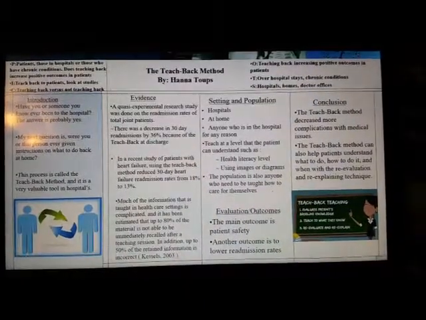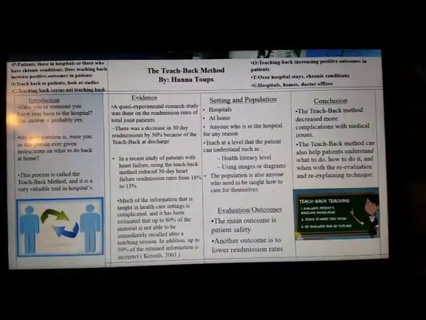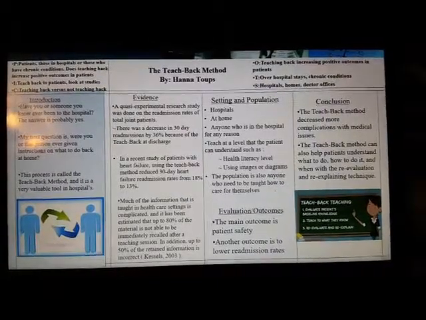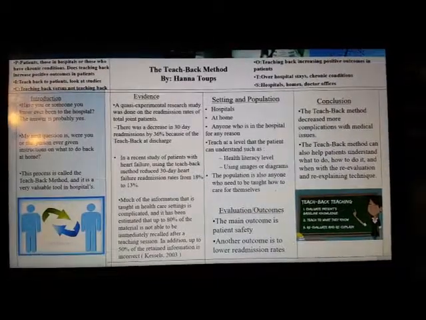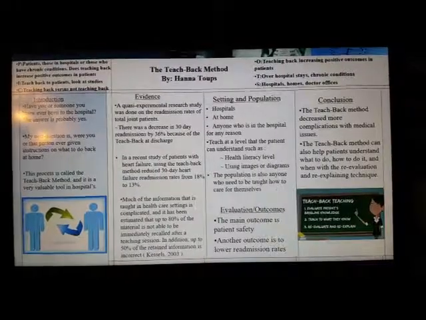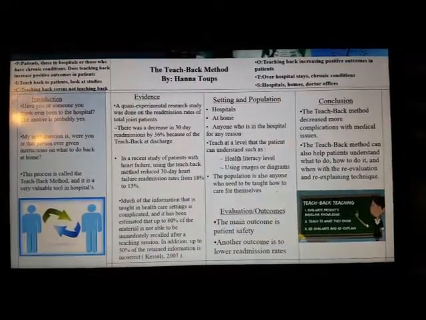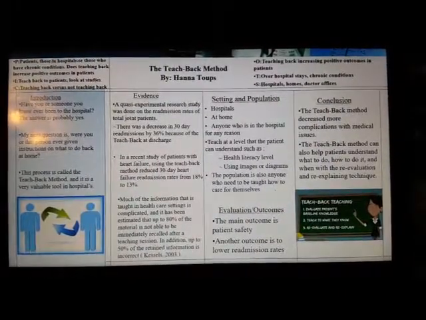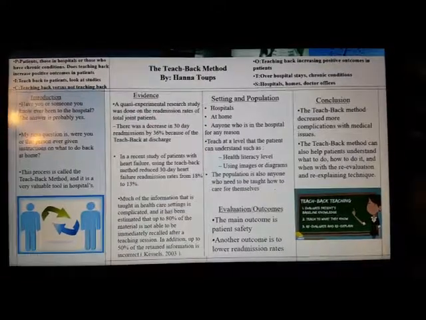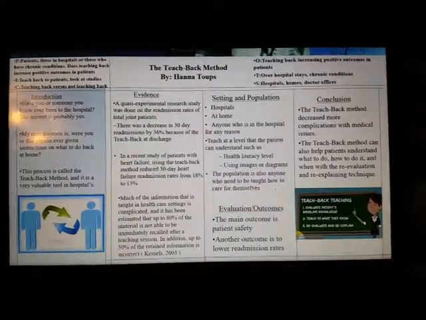There was a decrease in 30 days readmissions by 36% because of the Teach Back method at discharge. In a recent study of patients with heart failure, using the Teach Back method reduced a 30-day heart failure readmission rate from 18 to 13%.